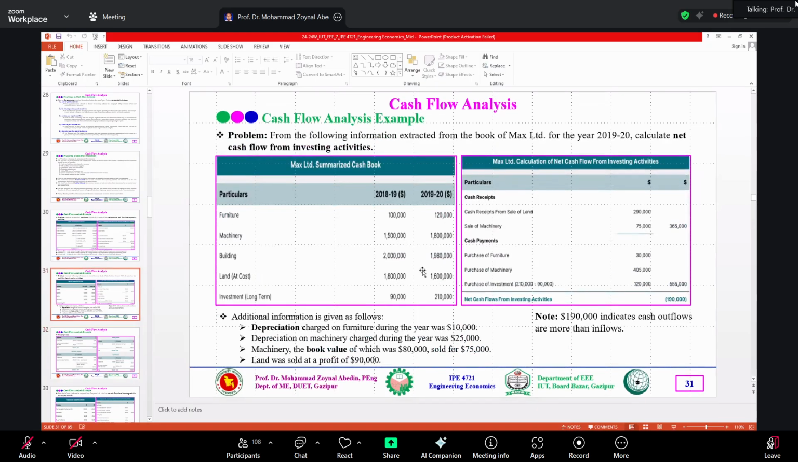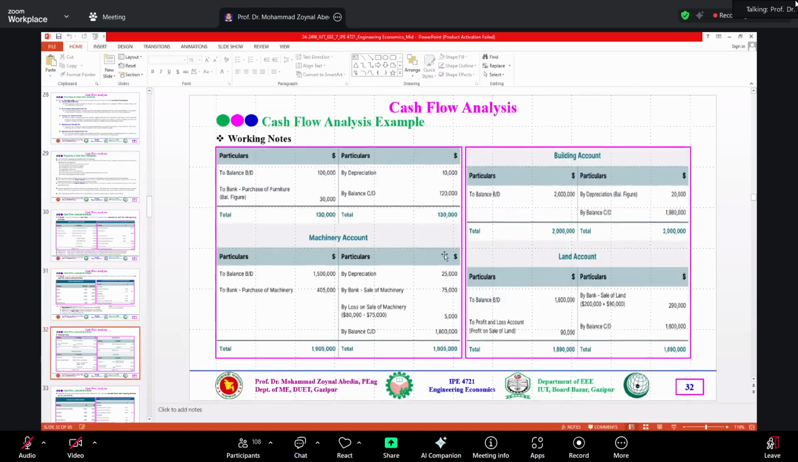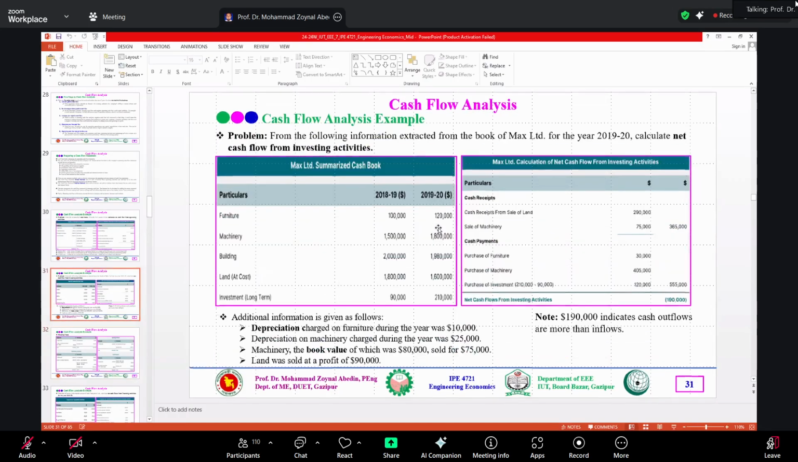Okay, now let's talk about the depreciation on furniture. Very carefully mind it. Depreciation charged on the furniture during the year is 10,000. So this is the by depreciation. Depreciation means we have to surrender this amount. The amount will be out from the market. So paid as a depreciation, this is the 10,000. This is the debit side. Okay. Now, please go to the previous table.